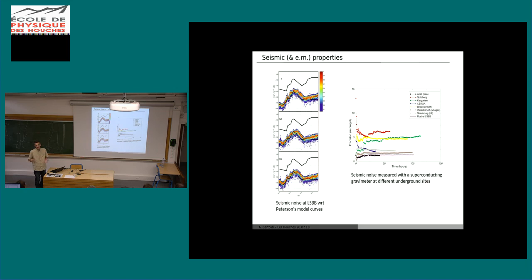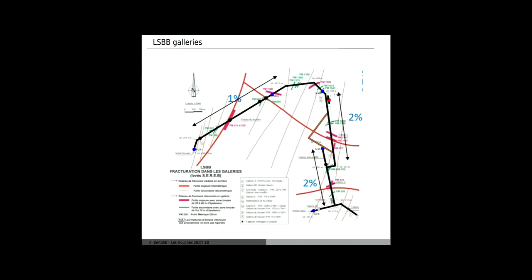This is a comparison with other sites, which I think are all more or less underground, or anyway good seismic sites. The comparison is done with a measurement realized with superconducting gravimeters. LSBB is the pink one here. So it's one of the best. I would say there is just the one in Iran that is slightly better.